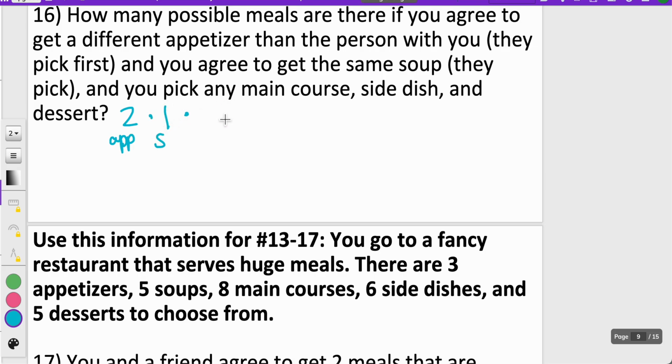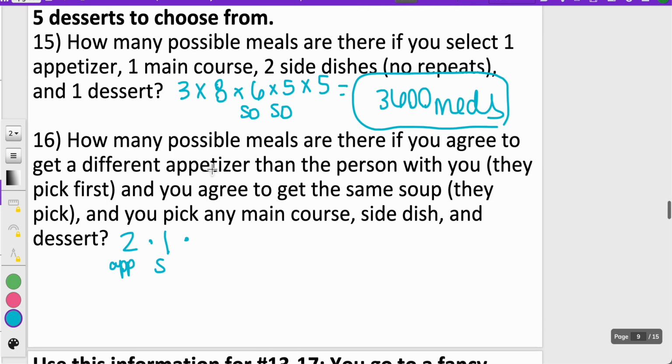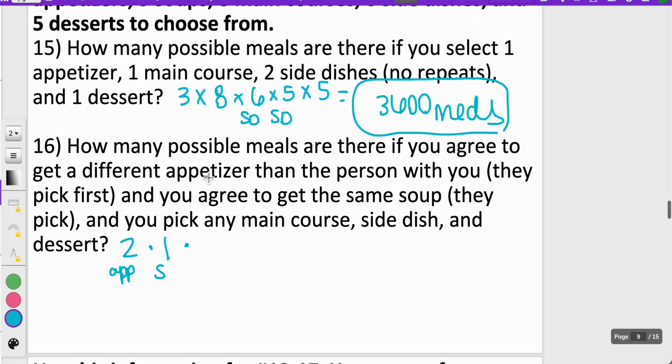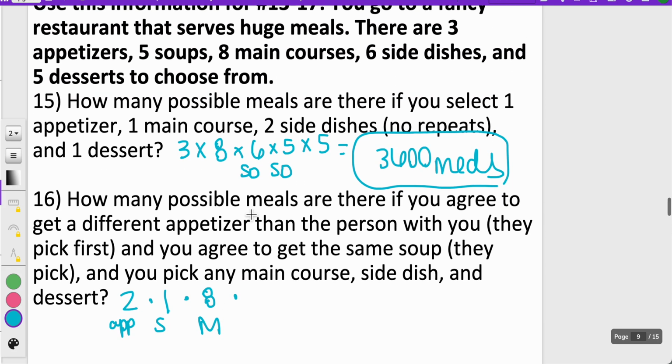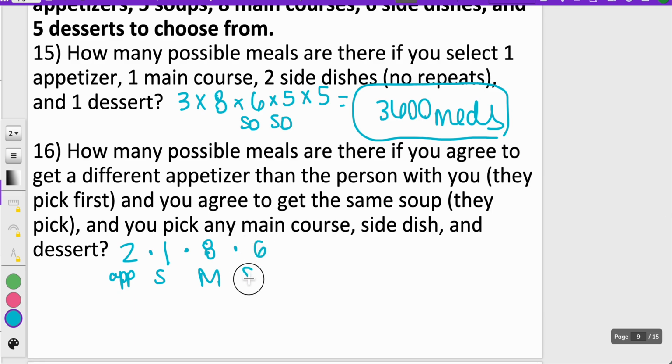And then you pick any main course. So main courses here are 8. Any side dish. There are 6 side dishes. And then any dessert, 5. Okay? So I'm doing 2 times 1 times 8 times 6 times 5. I get 480 meals.